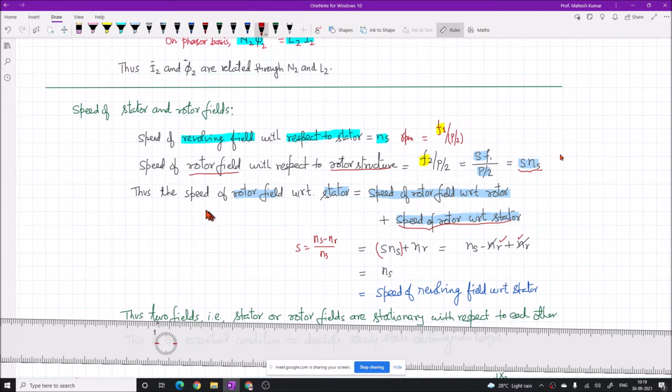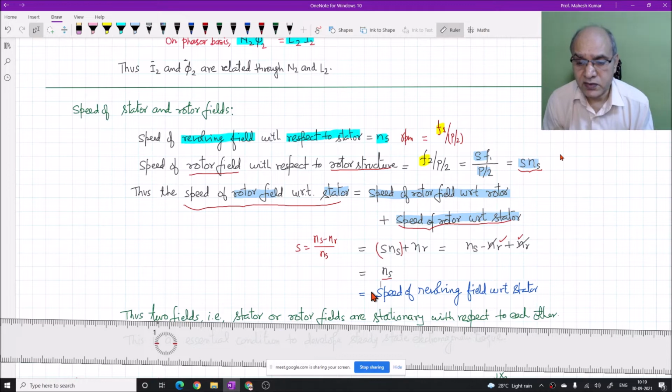So what do you see? The speed of the rotor field with respect to stator is also ns, and the speed of the stator field with respect to stator is already ns. That means the two fields are stationary with respect to each other.